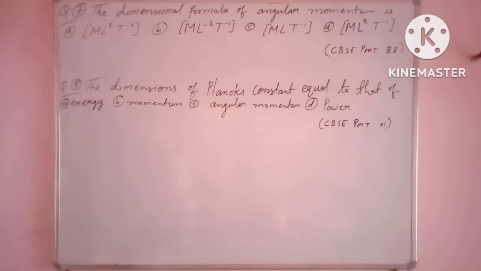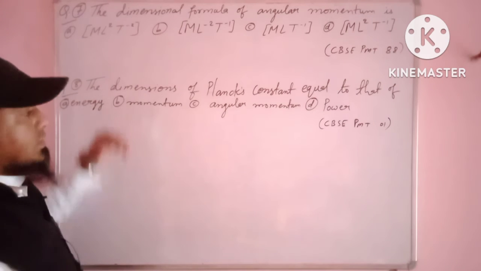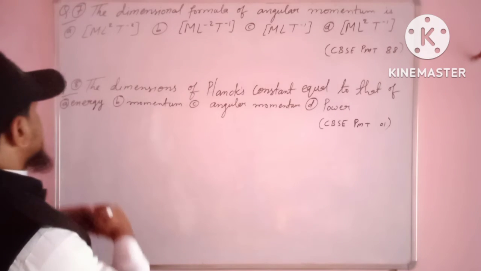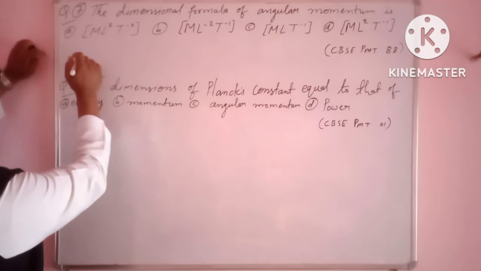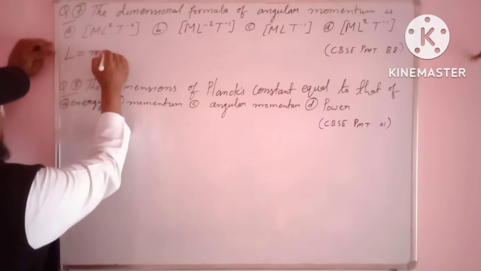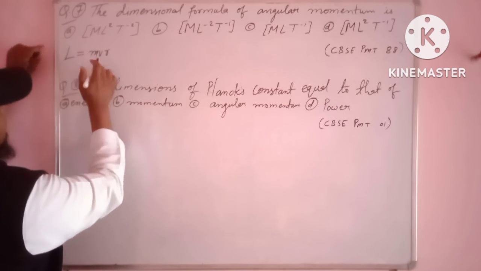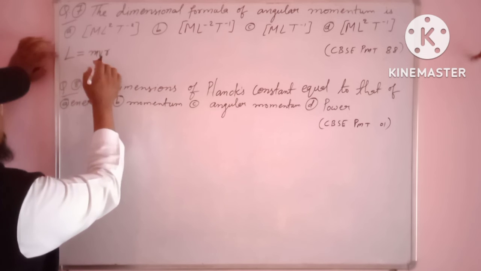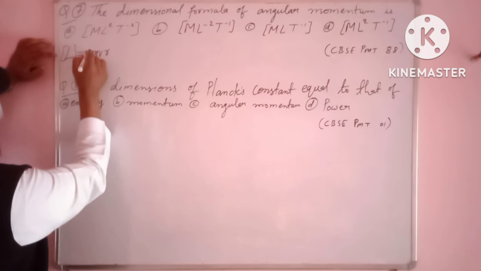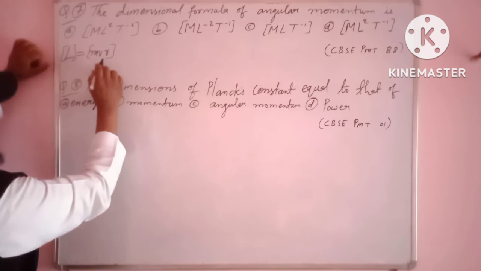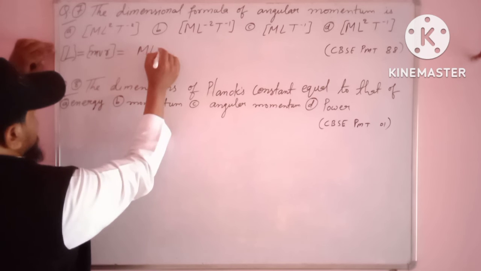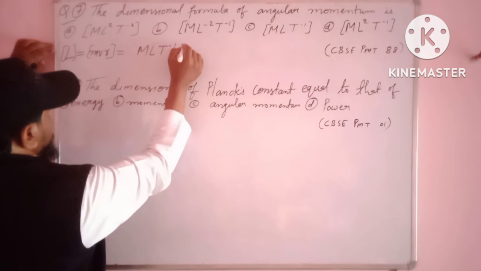Let us proceed to the next question, question number 7. The dimensional formula of angular momentum, we have to find here. We should know that angular momentum is equal to mvr, mass, velocity and radius, or you can say perpendicular distance from the axis. So the dimensional formula of angular momentum L will be equal to the dimensional formula of m into v into r. M is mass, so it is capital M. For velocity it is LT power minus 1, and for radius it is L.